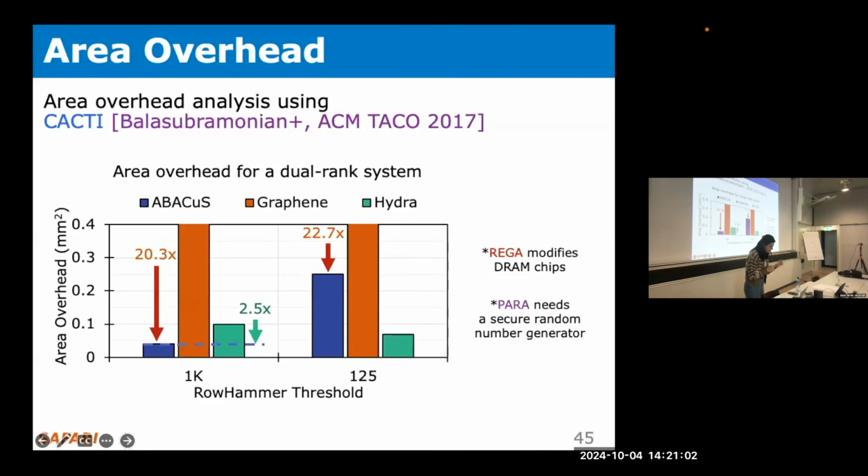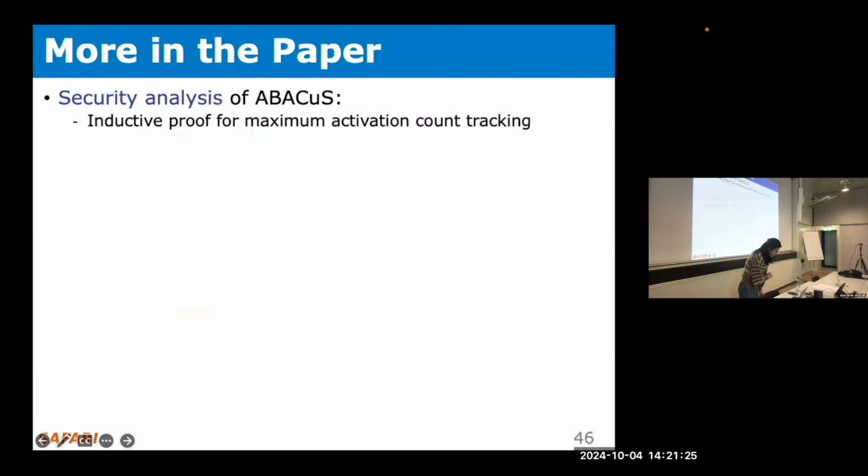And we did not include Rega and Para in this analysis because they don't have processor chip area overheads. This is because Rega does not change the processor chip, but it introduces intrusive DRAM chip modifications, and Para needs a secure random number generator. So we have more stuff in the paper, more analysis and details, starting with the security analysis that shows Abacus prevents all RowHammer bit flips at all RowHammer thresholds.